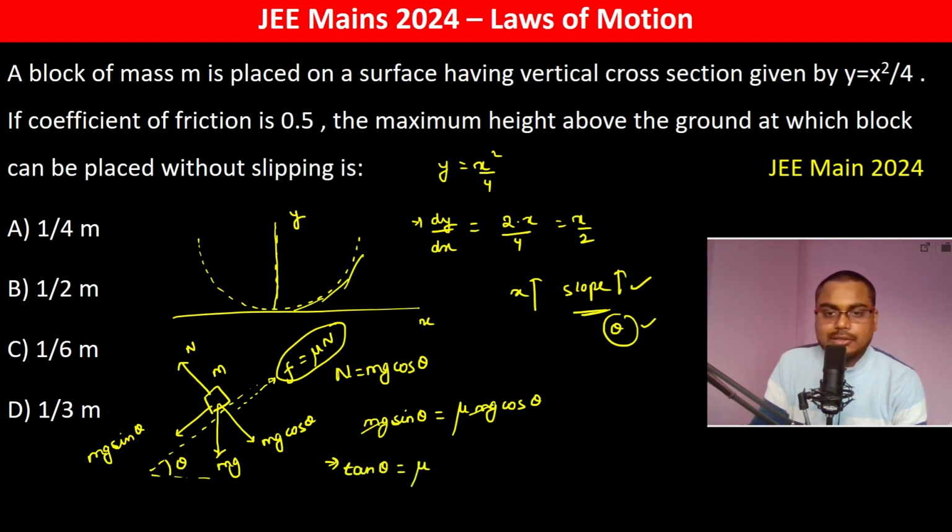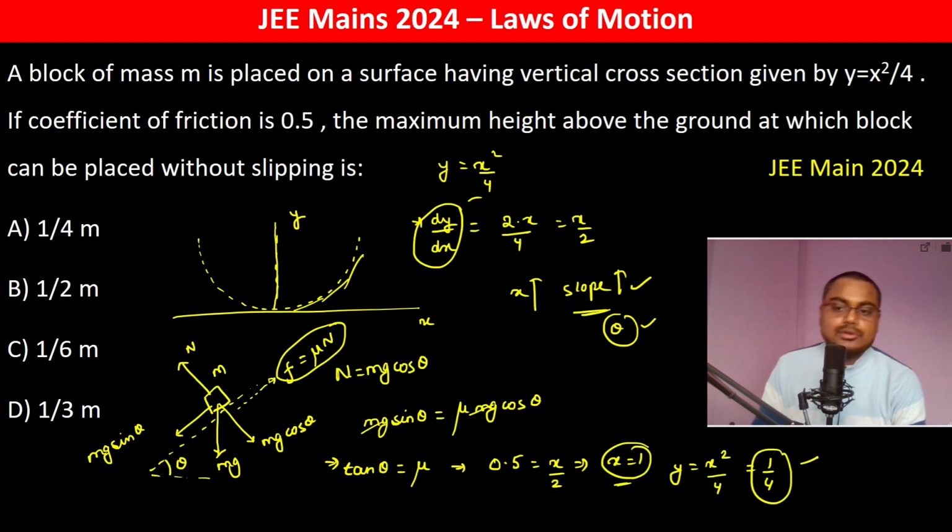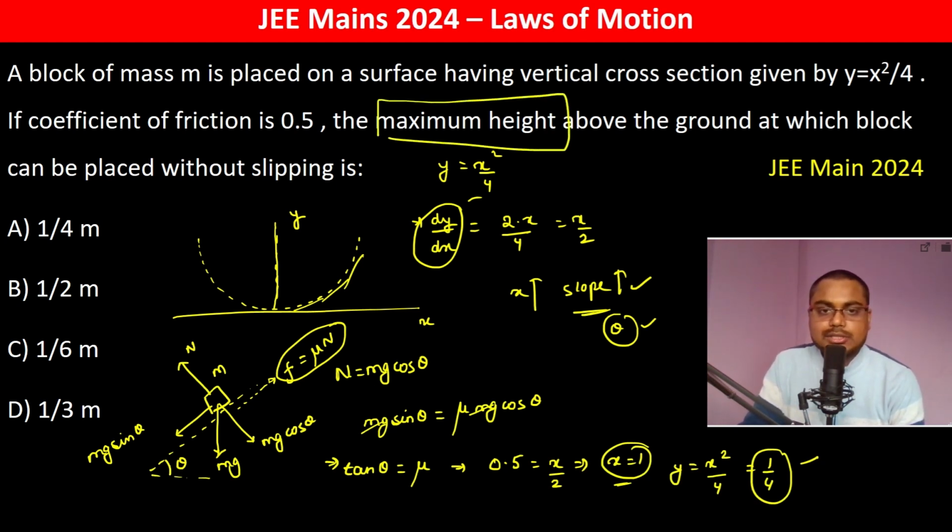Now what is tan theta? Tan theta is dy by dx. So therefore mu, that is 0.5, should be equal to x by 2. So x becomes 1. So therefore y will become x square by 4, which is equal to 1 by 4. So therefore the what is asked, maximum height. किस height पे slip करेगा, 1 by 4. इसके आगे वो slip करेगा ही करेगा.